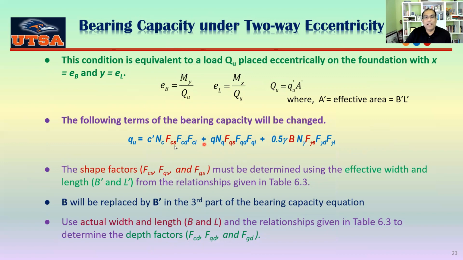So here, if we have two-way eccentricity, the only terms that will be affected are the same as for one-way eccentricity: Fcs, Fqs, and Fγ, which are all the shape factors. The depth factor will be determined based on the original B and L, and this B will be replaced with B prime. The only thing we have to find out is what our B prime and L prime would be, which is a little more complex than for one-way eccentricity.